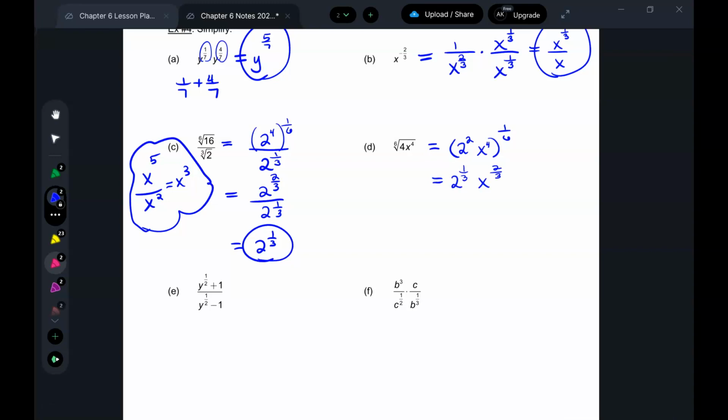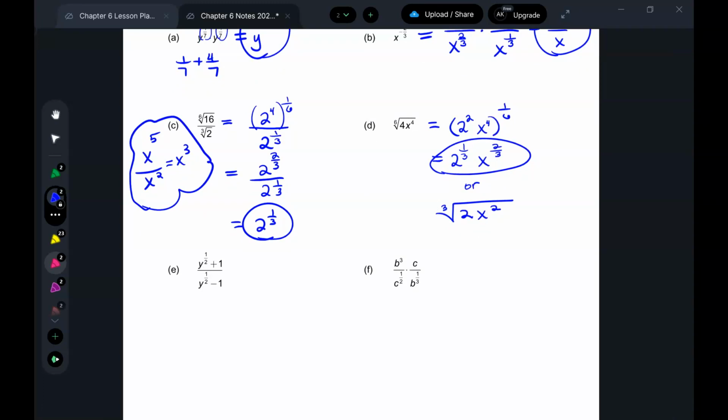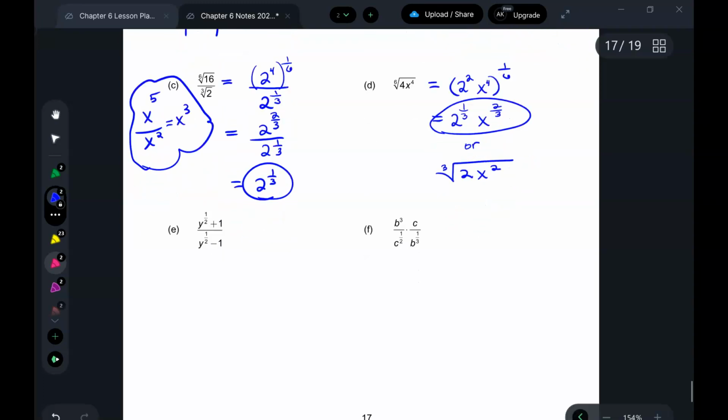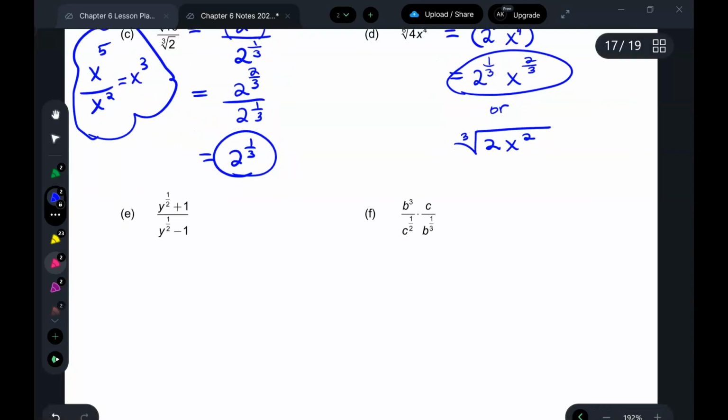Okay, now you can leave it like this. Or, what do we notice about both denominators? They're both 3. So you could write that as the cube root of 2x squared. You could. I'm fine with either one. This is kind of like going an extra step. Oh, yeah. I don't like doing extra. You don't like extra. Okay, so leave it the first way.